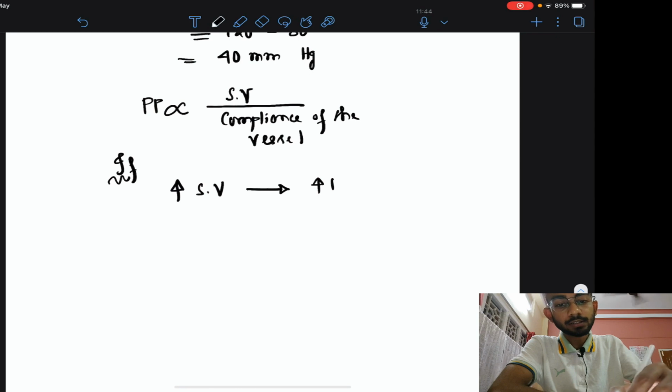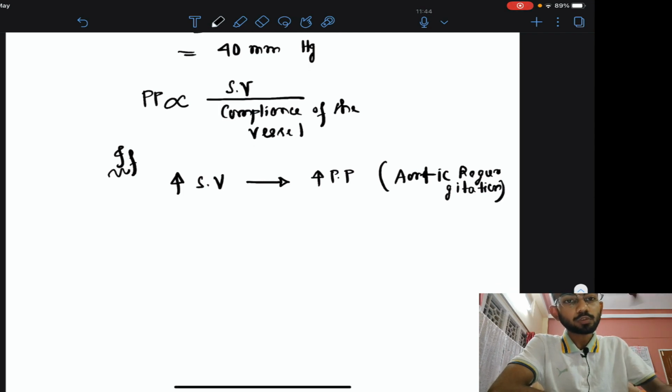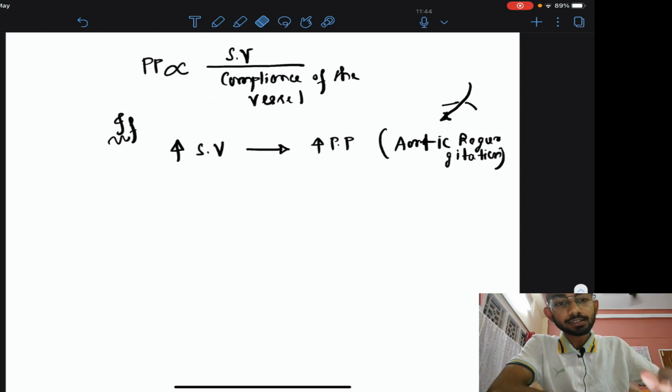Okay, so if stroke volume increases, then the pulse pressure will increase. So what are the conditions in which the stroke volume is more? The condition is like aortic regurgitation. What is the reason guys? In aortic regurgitation, we know that the semilunar valves are not properly closed. Now if the semilunar valves are not properly closed, then the blood can again re-enter the ventricle, increasing the end-diastolic volume, and if the end-diastolic volume increases, in that case the stroke volume will increase. It's as simple as that.